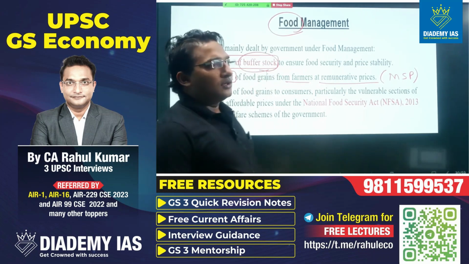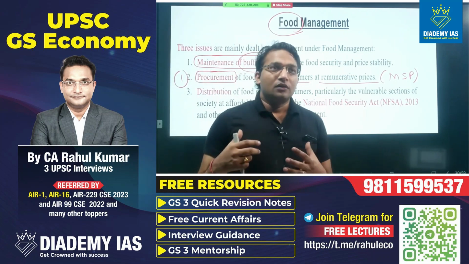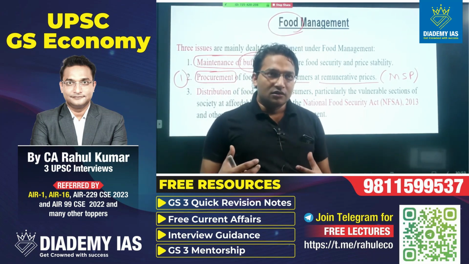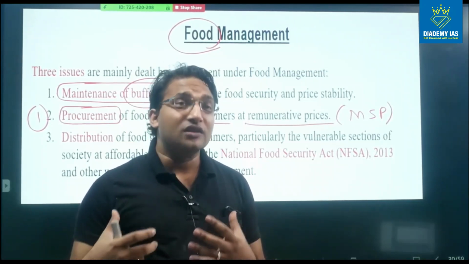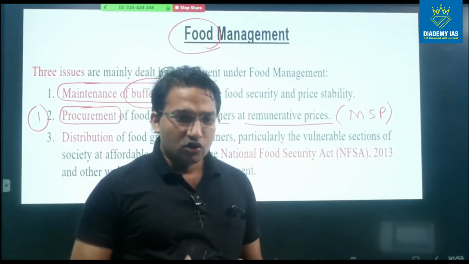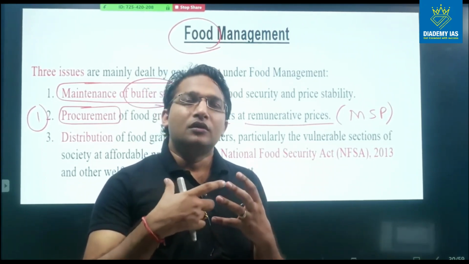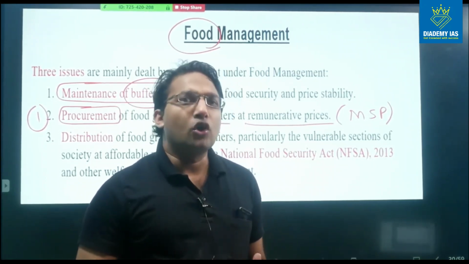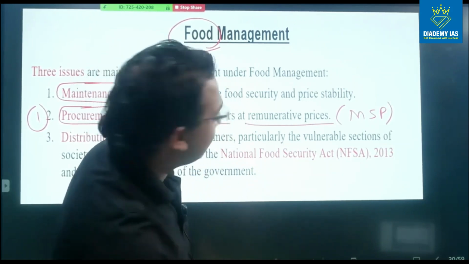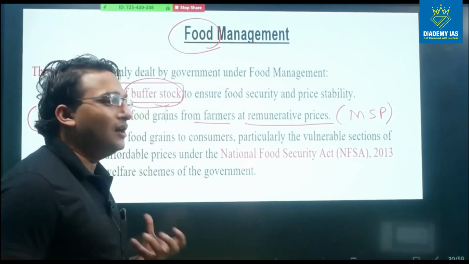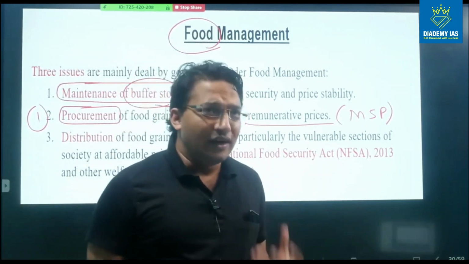So for example, during the corona lockdown, as per the government, we had stock worth 3 years of consumption. So we can consume the available food stock for the next 3 years and still we can manage, right? So this buffer stock is used in the difficult situations.